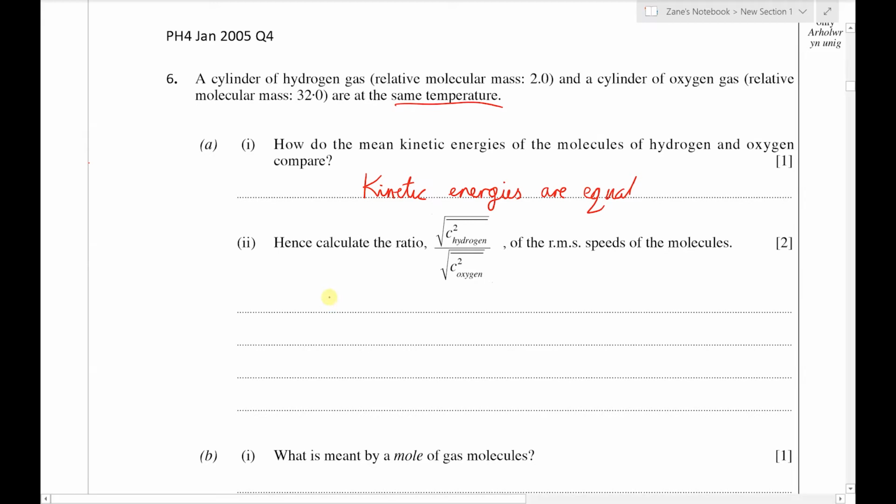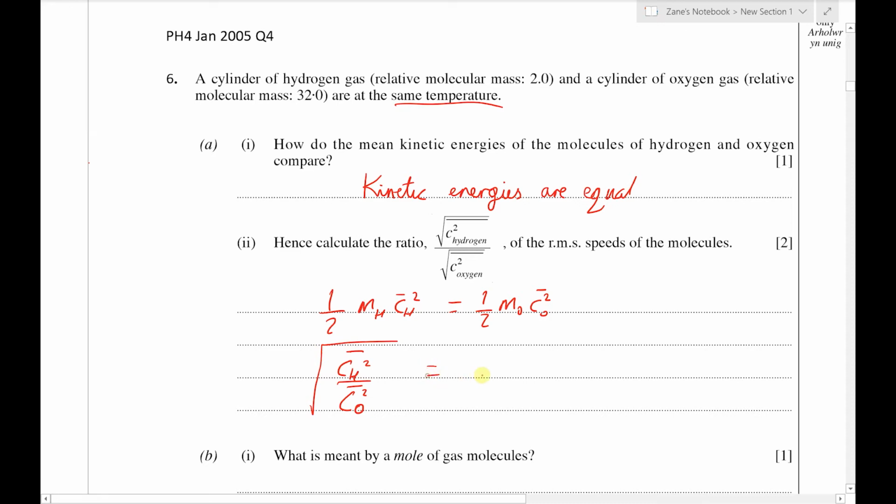So what we can say here is half the mass of the hydrogen molecules times the mean square speed of the hydrogen molecules must be equal to half the mass of the oxygen molecules times the mean square speed of the oxygen molecules. That's just simply stating that kinetic energies are equal. Remember, kinetic energy is half mv squared. So we want to rearrange this for c_H squared bar over c_O squared bar, and we want to root it.